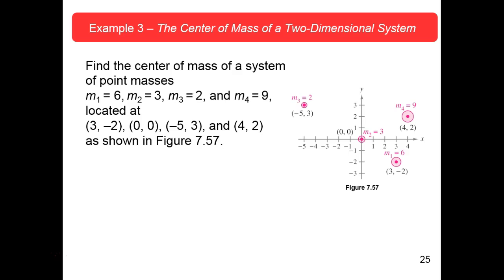M1 is located at 3, negative 2. M2 is at the origin, 0, 0. M3 is at negative 5, 3. And M4 is at 4, 2. So what we want to find is the center of mass of that system. You tell me how you would start.